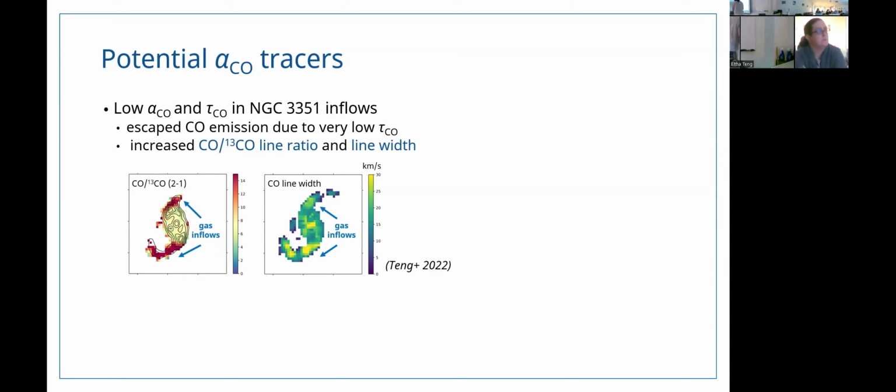Because you could imagine that larger line width would reduce the CO optical depth and further lead to increased CO emission that leads to the higher line ratio and the decreased alpha CO. So it seems like the CO to 13CO line ratio and line width is telling something about alpha CO, but this is just a result on one galaxy.